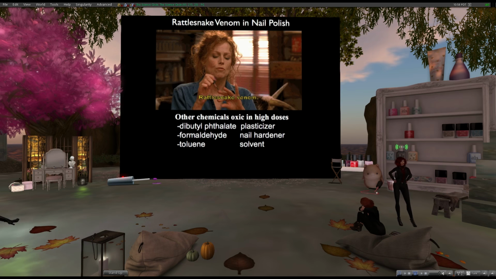The thing you might worry about is people who work in nail salons who get exposed to this 8 hours a day, every day. So these chemicals have slowly gone out of nail polishes. Dibutyl phthalate, the plasticizer; formaldehyde as a nail hardener, not good for you anyway; and toluene as a solvent.